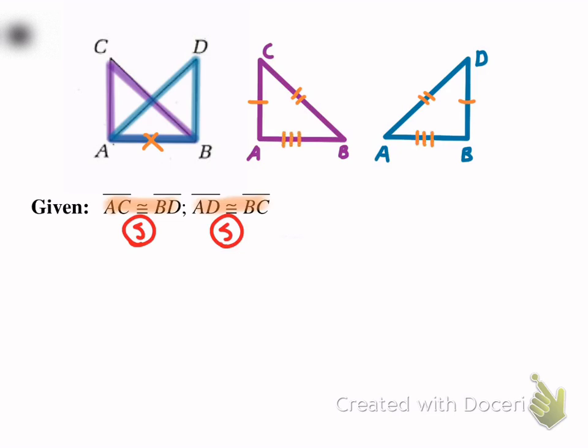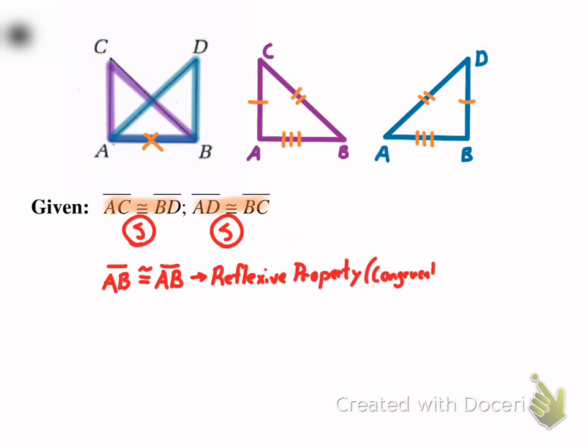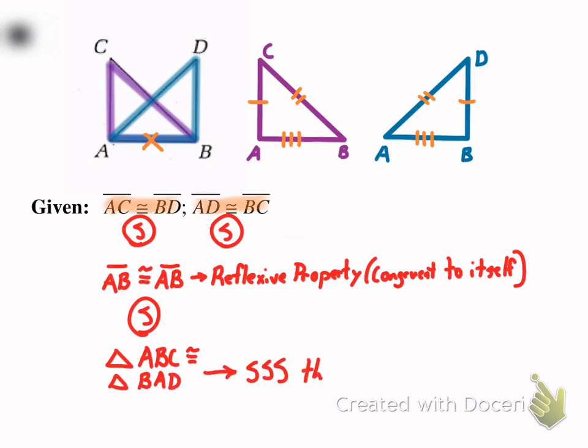And then I know AB is congruent to itself. So I have a third side here. AB is congruent to AB, and the reason is the reflexive property. It's congruent to itself. That is a third side. So I know triangle ABC is congruent to triangle BAD.